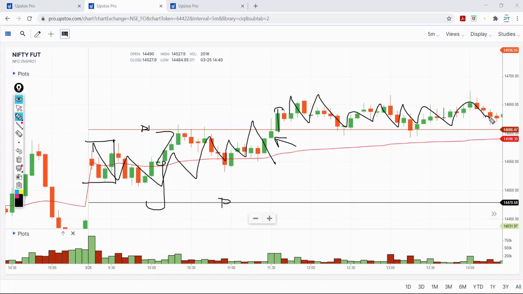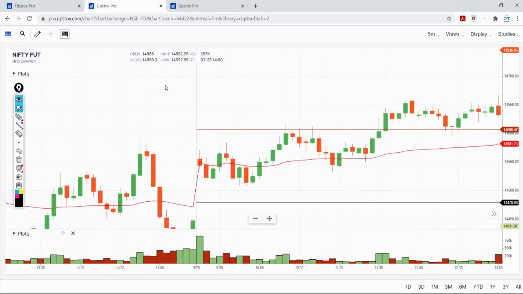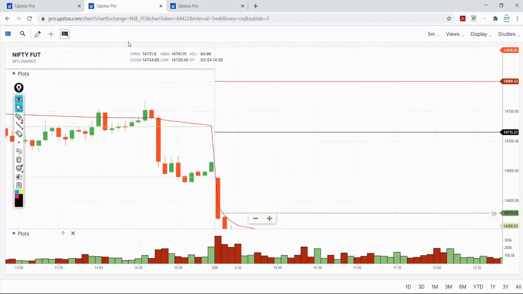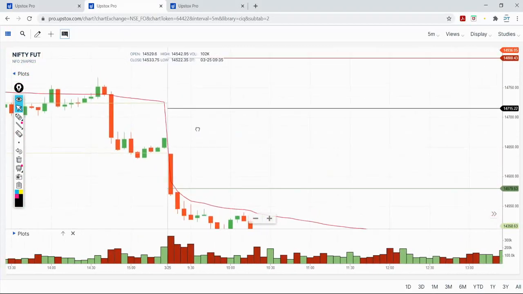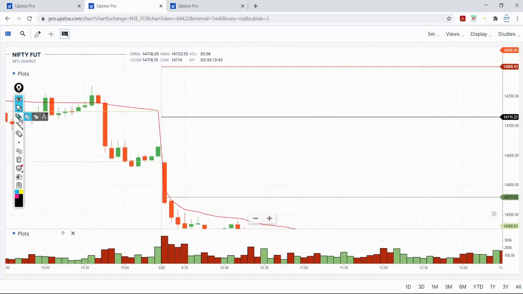This is unpredictable. Okay, everything can't be predicted precisely. That is what I tell. There is no 100% sure shot. Okay, now let's look at one more example. Yes, this is an example. This is pivot, R1 and S1.